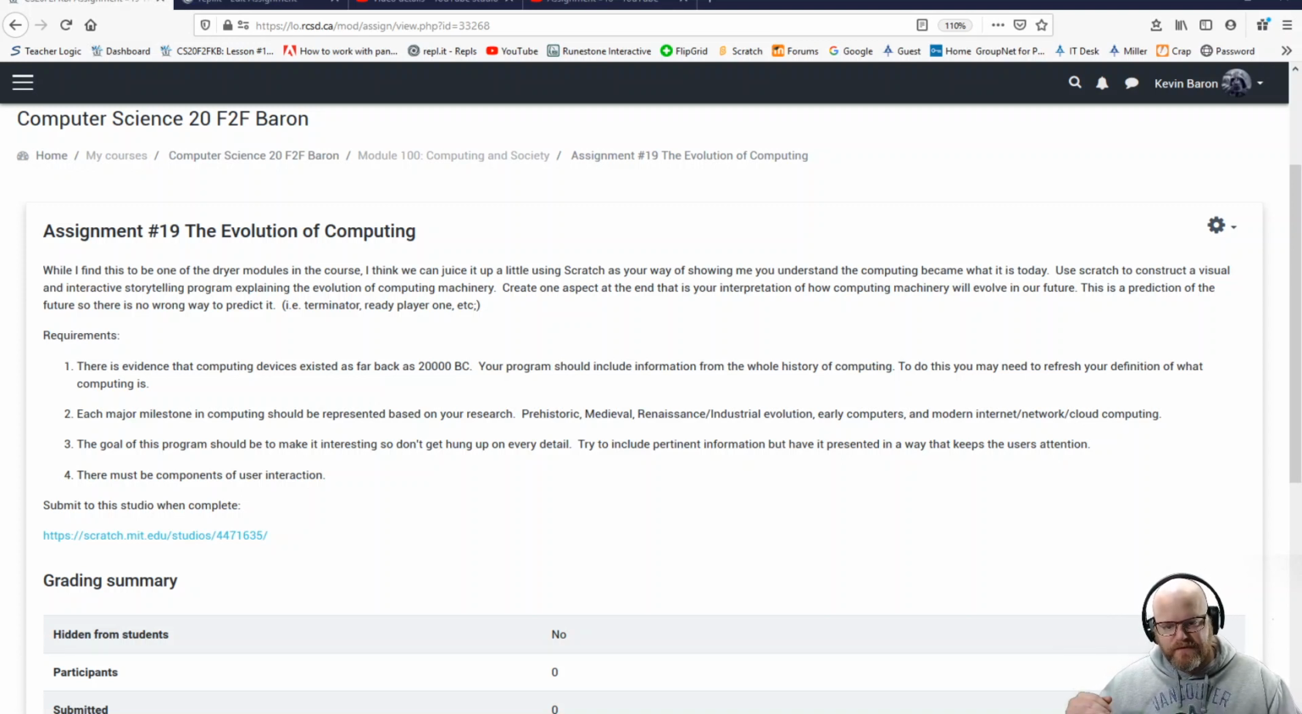Now, of course, when you start all the way in the prehistoric age, you're not going to have a whole bunch, but as you move closer, you're going to have more and more examples of computing as you move through the ages. Okay, so each major milestone has to be accounted for. Those milestones are prehistoric, medieval, Renaissance, Industrial Revolution, early computers, and modern internet networking, cloud computing.